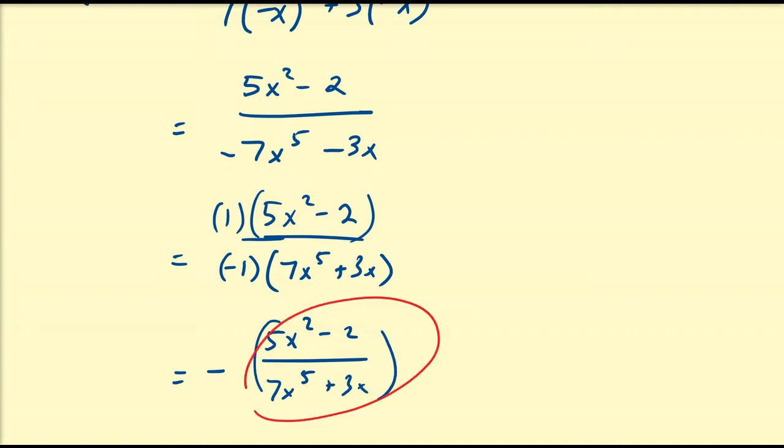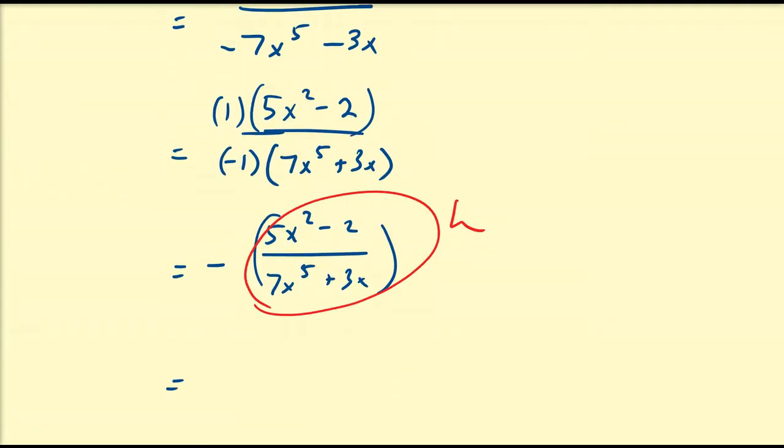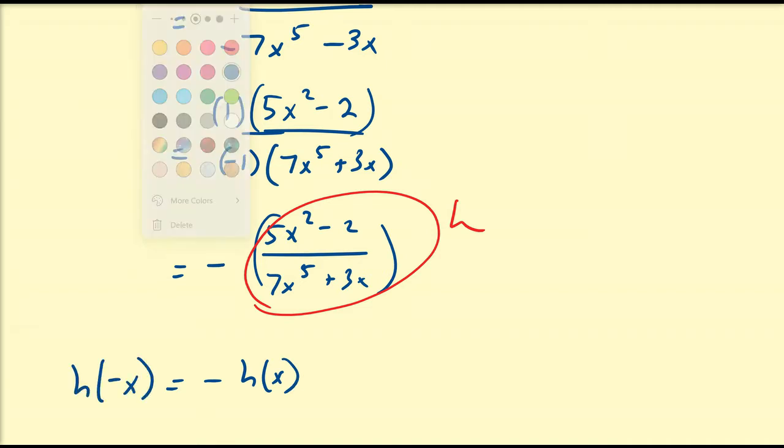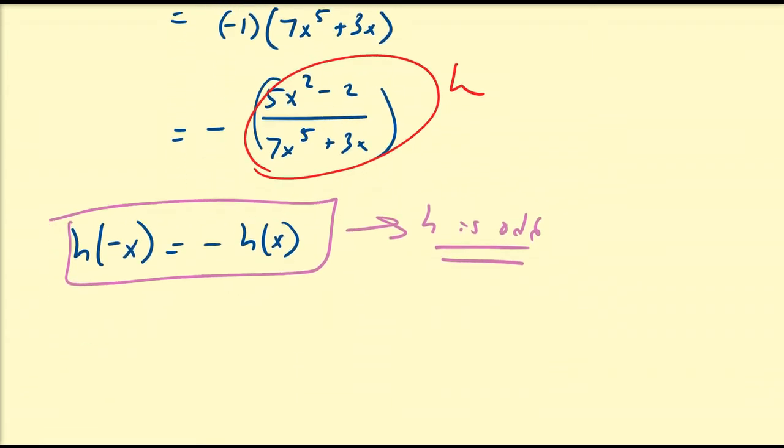But this expression here is precisely the definition of h. So we have that this is negative h of x, and this came from the expression h of negative x. So since h of negative x is equal to negative h of x for all x in the domain of h, we have that h is odd, or symmetric about the origin.